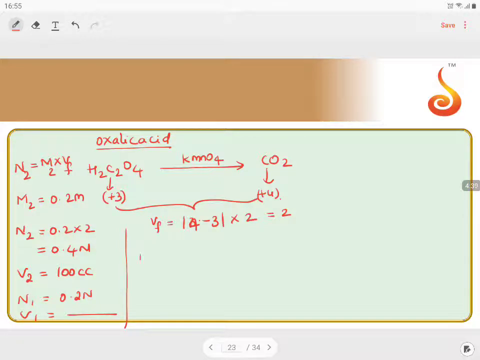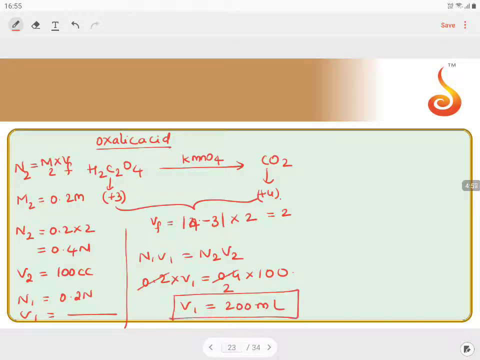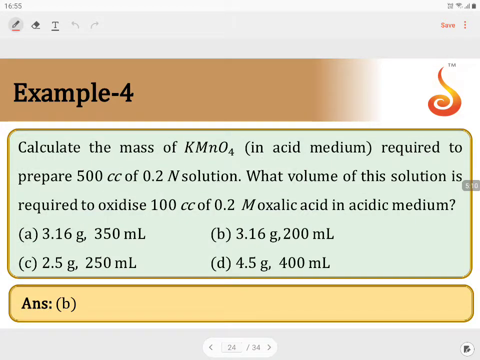So let us go with the second data. N1 V1 is equal to N2 V2 for the complete reaction to take place. 0.2 into V1 is equal to 0.4 into 100. This is 2 times. So V1 is equal to 200 ml. So the volume of KMnO4 required to completely react with 100 cc of oxalic acid is 200 ml. So the answers for this particular one are 3.16 and 200 ml. Option B is the correct answer.